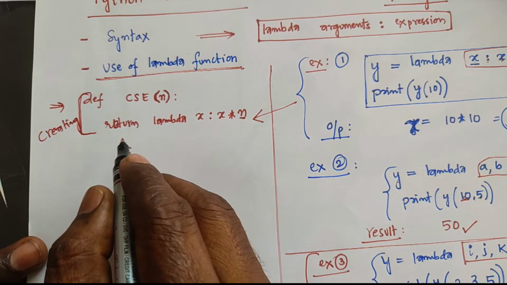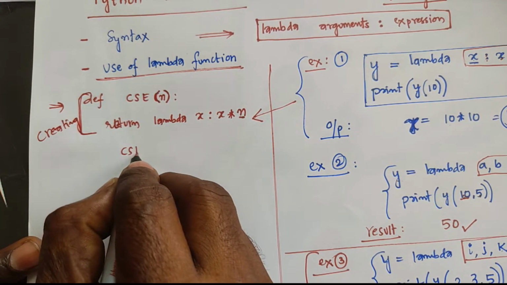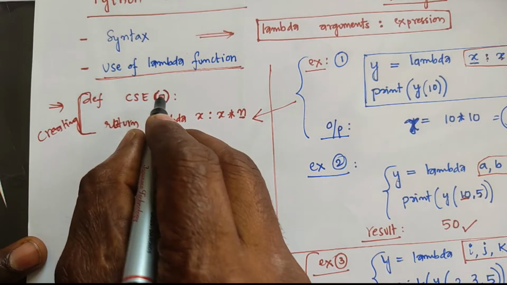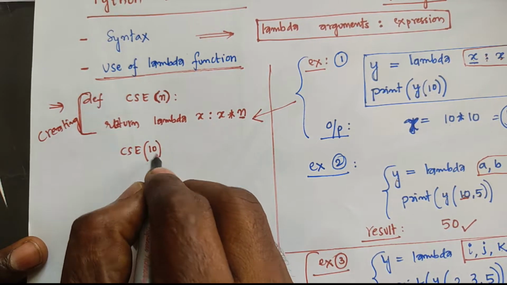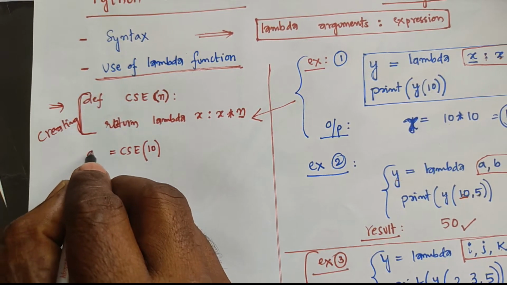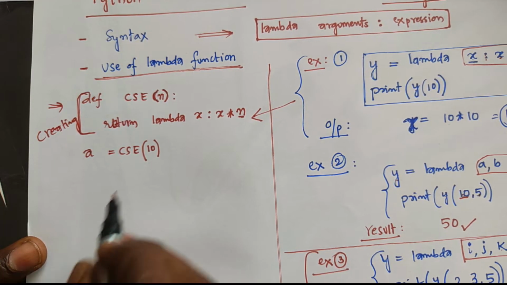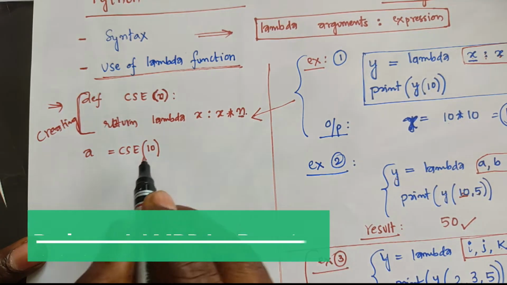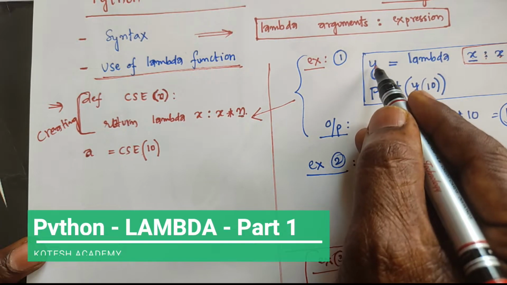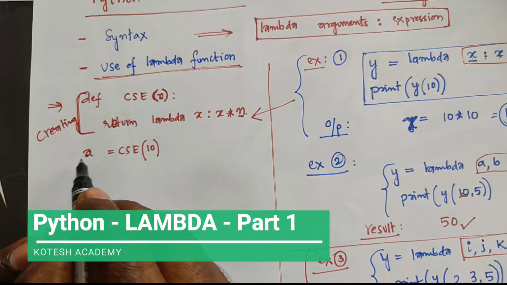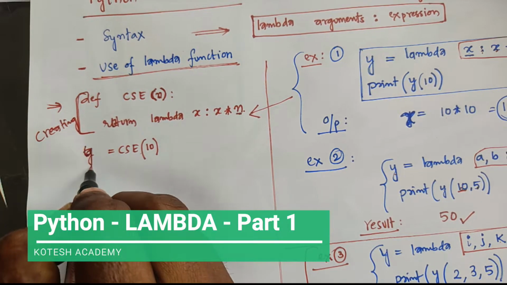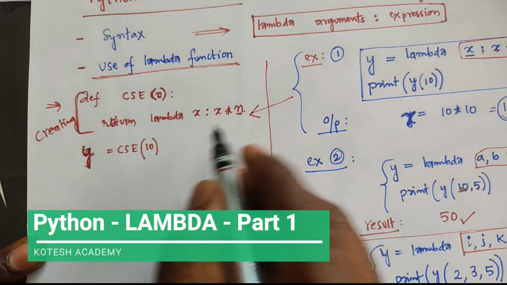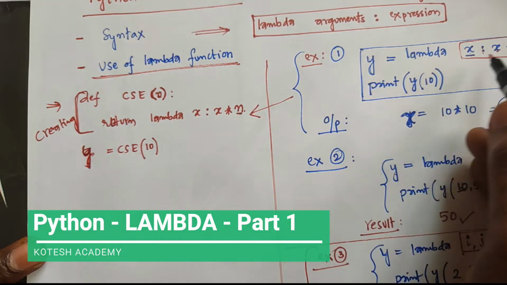But how can you call the function? Here, CSC of that number, for example 10. Then you can take the value as a. So CSC of 10 means the n value is 10. Then the 10 value is the variable. Then only this is considered. Simply you can take y also. y is equal to that function CSC and some value.